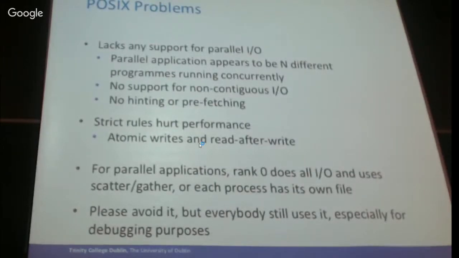So, from a POSIX I/O point of view, if I'm running on n ranks, these parallel programs appear to be n different programs all writing different things, as opposed to being able to harness the notion that actually they're all the same thing, they're just writing different parts of a single data set. And there's no support for non-contiguous I/O, so I can't say write a bit here, and then write another bit, and then write another bit. There are strict rules about reads after writes and things like that, so you can get into out of sync problems. But for parallel I/O, we can do it for parallel applications.